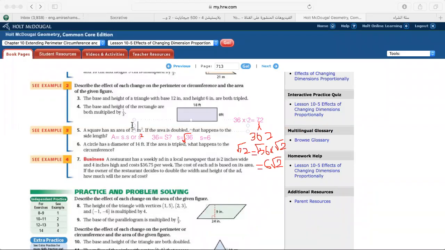So the answer, I'm going to write it above. The side will be multiplied by square root of 2.